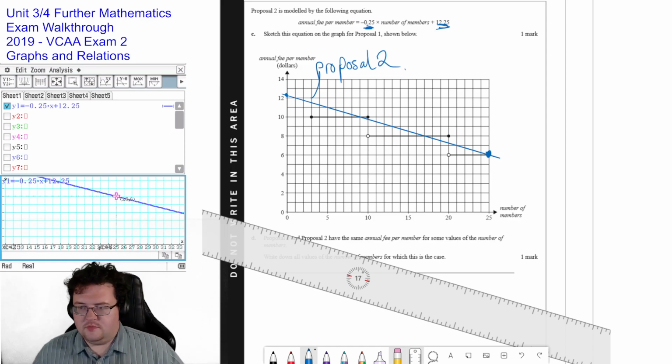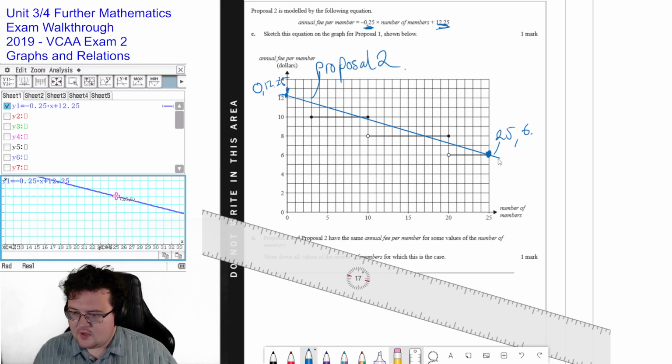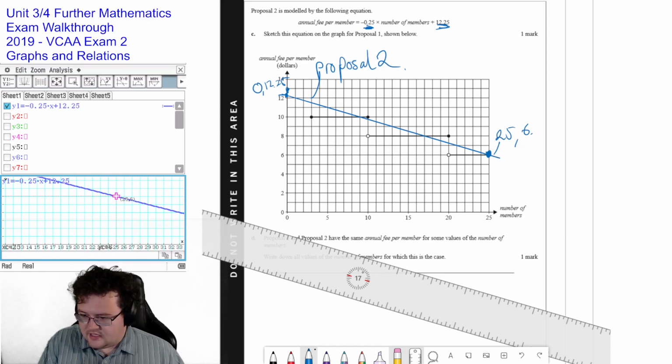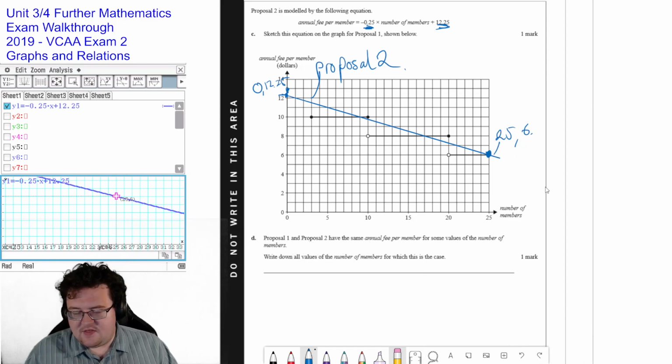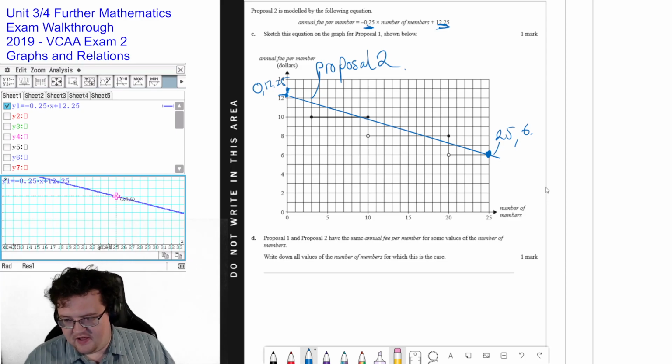And then what some people do is they'll also highlight the endpoints. So this one here is 0, 12.25, and then this one down here is 25, 6. The last part of the question says they have the same annual fee per member for some values of the number of members. So proposal 1 and proposal 2 cost the same at some points. Where?